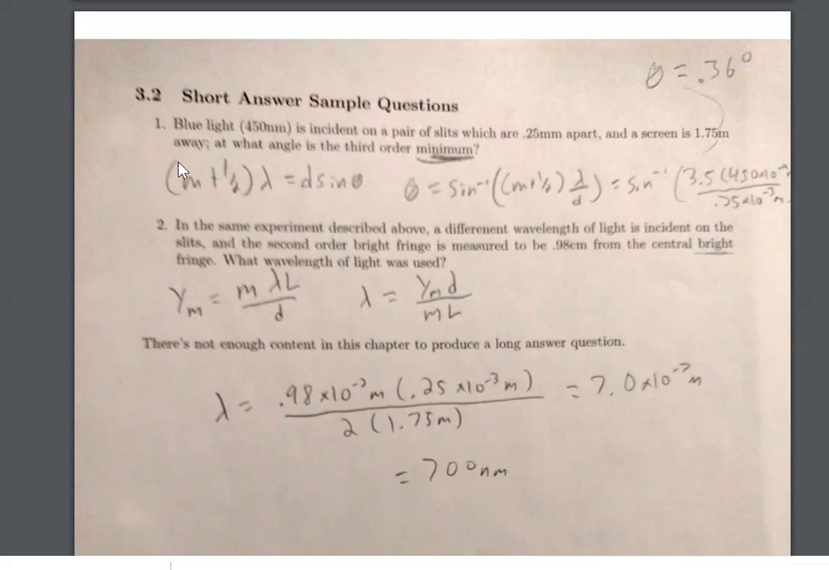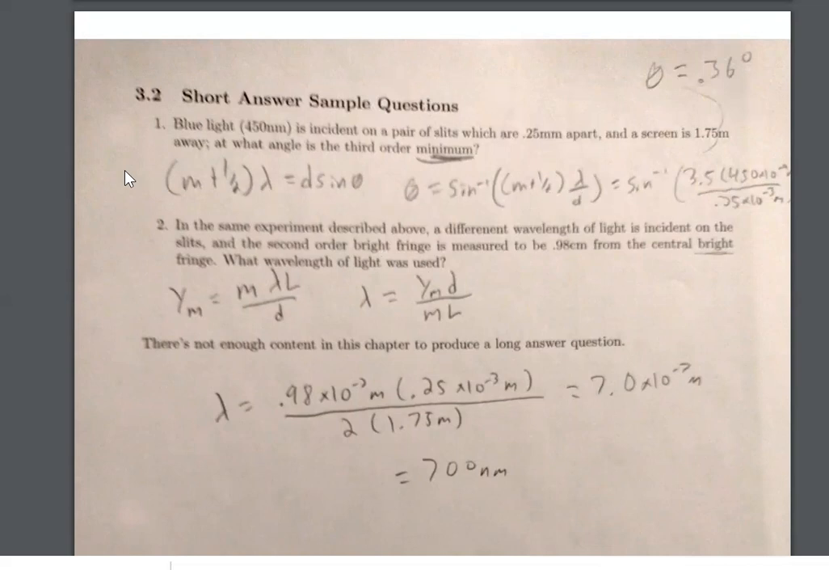Okay, so this is our equation that can tell us this angle. And we want the third order one, so that means m is equal to 3. We just solve this for theta. It's the arc sine of all of this stuff, and we plug in all the quantities that were given to us in the problem. We'll find that that angle is 0.36 degrees. Okay, this is a small angle, but that's good because we want to use the small angle approximation. We didn't use it here, but we'll use it in the next problem.